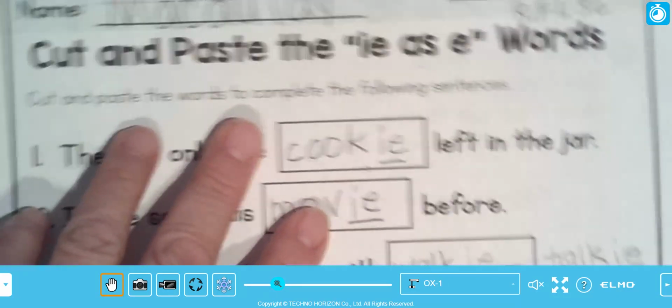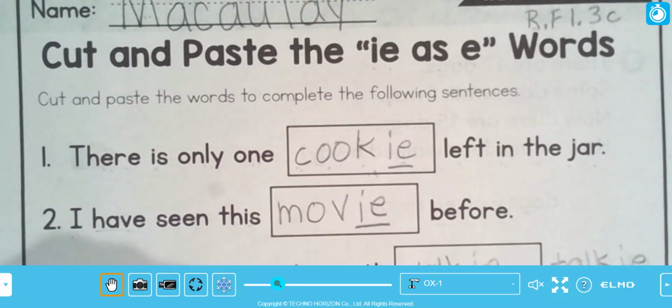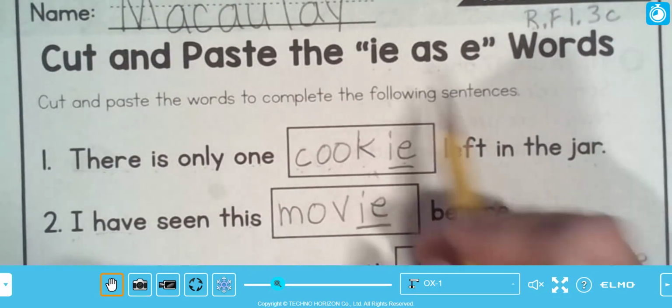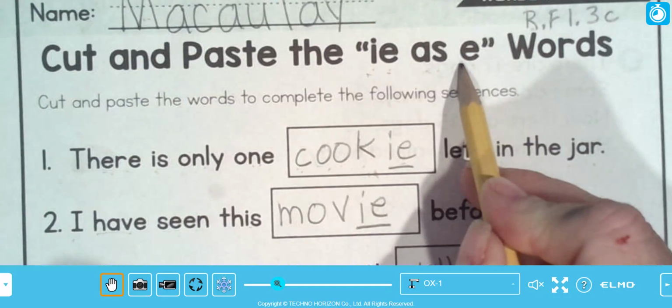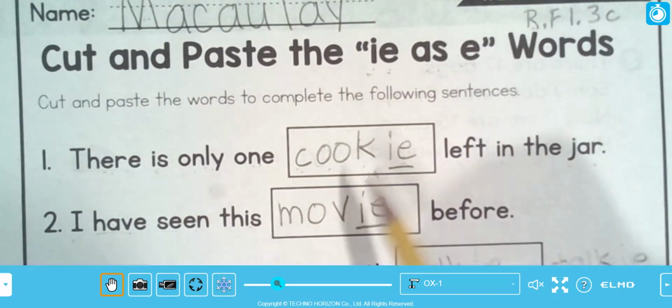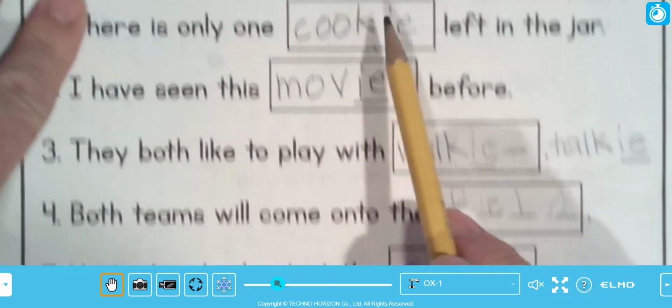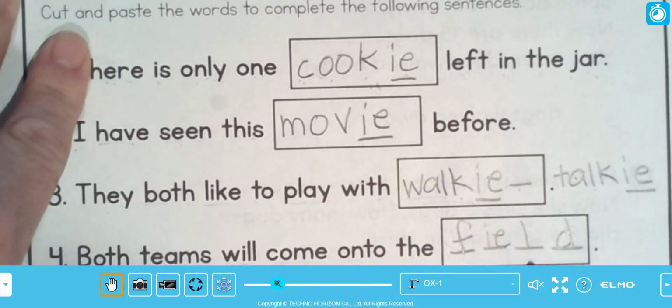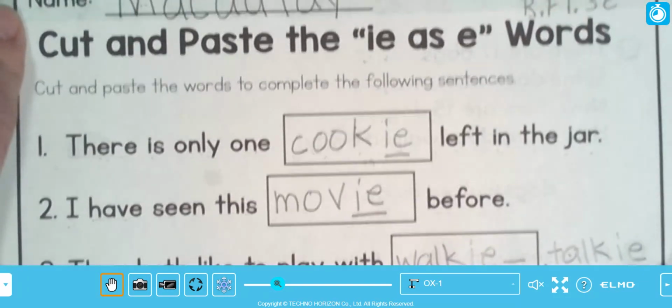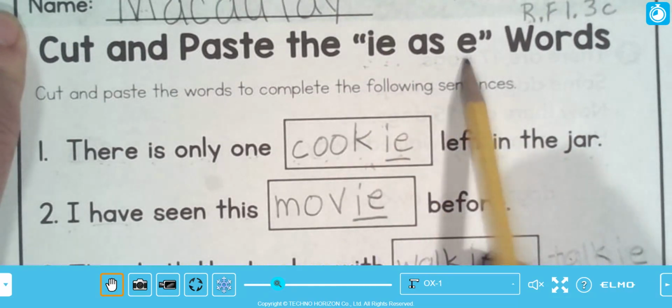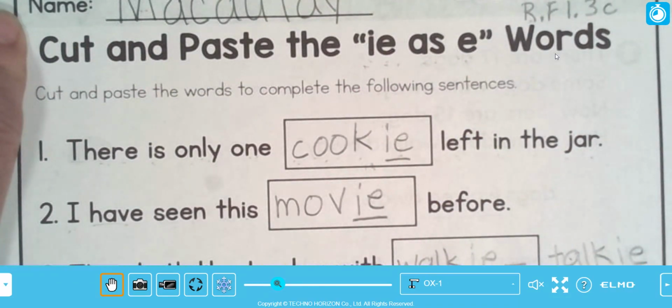Okay, so what did you learn today? Did you say that you learned to read and write words with IE as E? That's what we're doing, right? Right here, we're reading them. And right here, we're writing them. So we're reading and writing words with IE as E. All right. Great job.